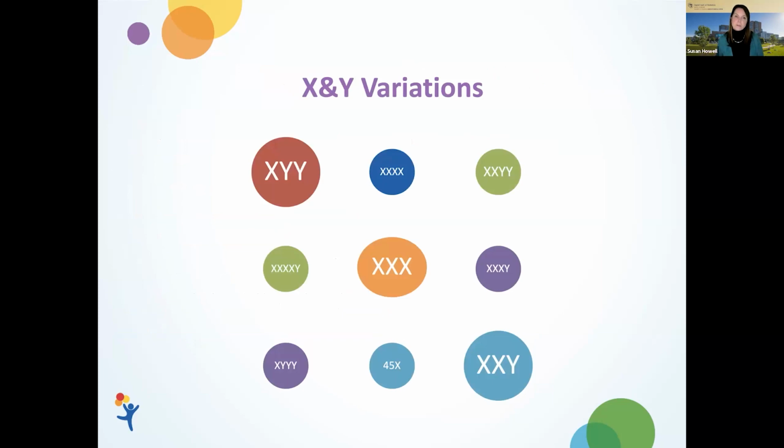When we talk about X and Y variations, there's a lot of different types that can be classified under this umbrella. So we're going to talk about trisomy X as one of these conditions, but keeping in mind that there's not only trisomy conditions where we see 3 copies of the sex chromosomes, but we can also have other conditions that are represented on this slide in regard to having additional or missing X and Y chromosomes.